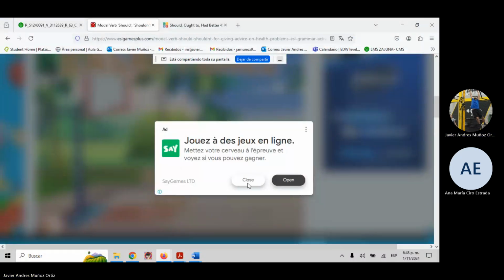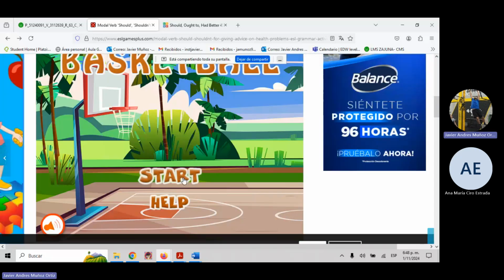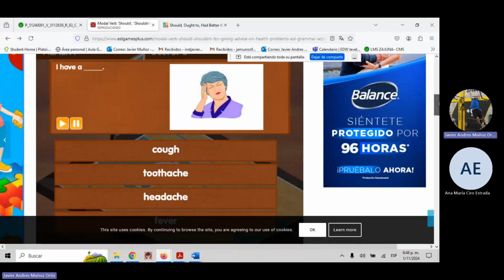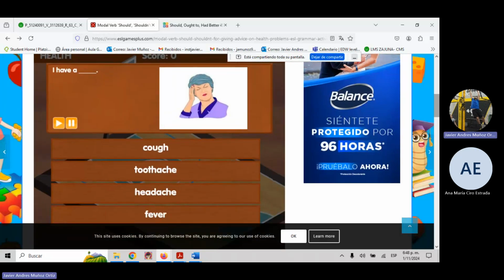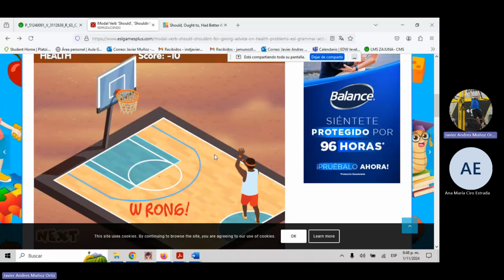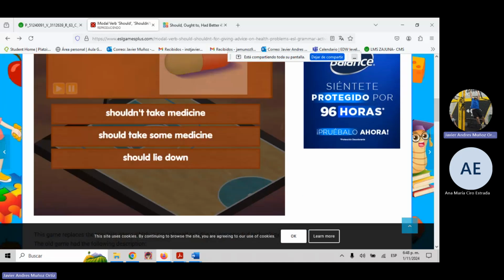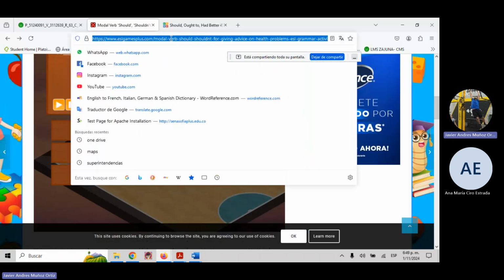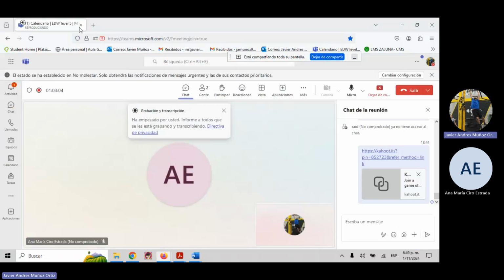First one, oh, what happened? Yeah, the first one is for you to complete the information according to the context. In this case, I have a headache and then let's suppose it's today. It's obviously not correct. And then you will have to choose the advice that corresponds according to the context. You should take some medicine. So you have a headache, therefore you should take some medicine, you should lie down. So this is what you have to do in terms of this exercise.